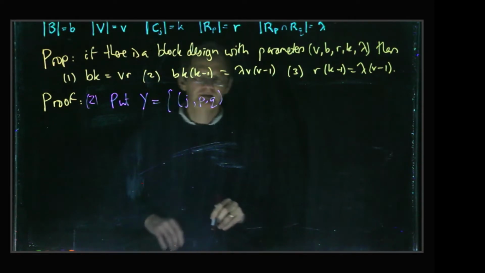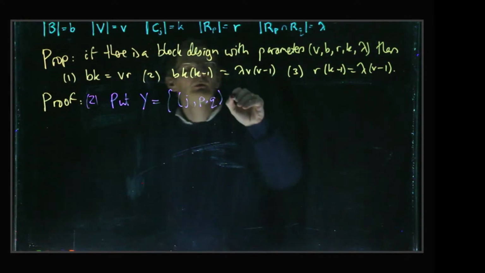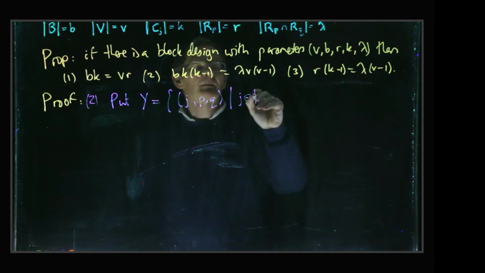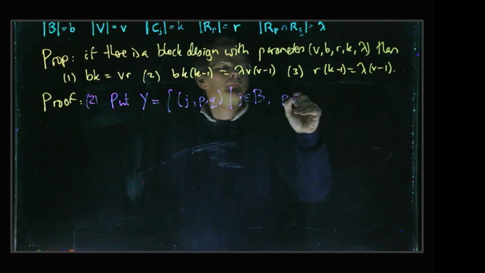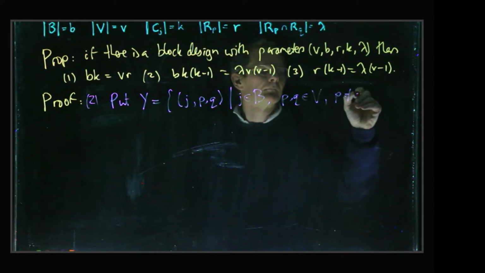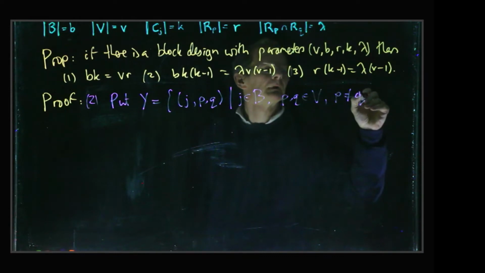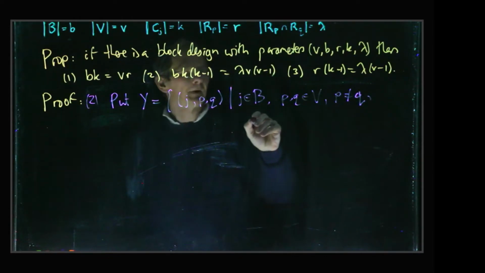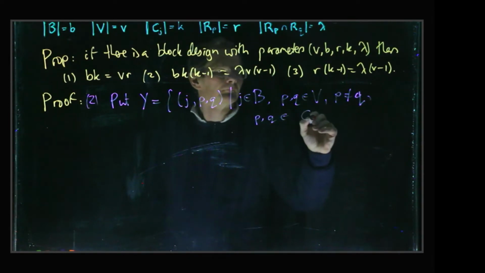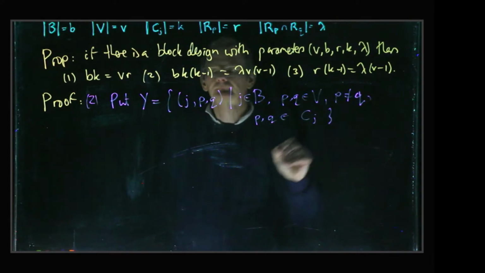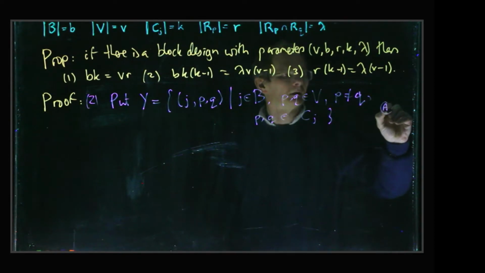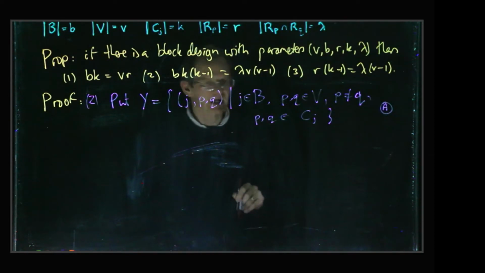So this is going to be the set of things (j, p, q), where again j is a block, p, q are in V, and p is different from q, and both p and q lie in Cj. And we'll call this description A.